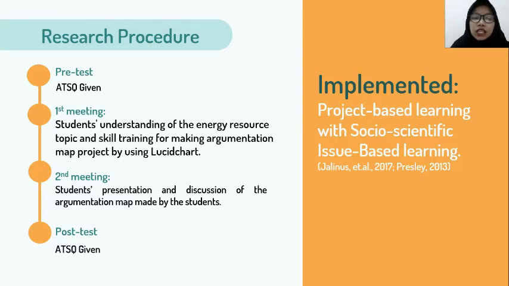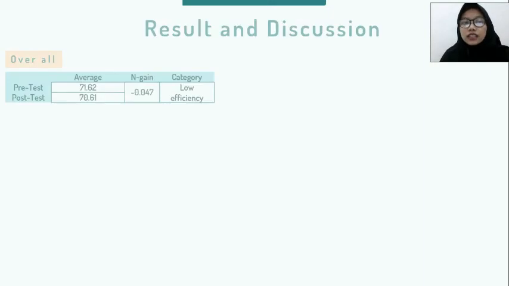For the second meeting, it focused on student presentation and discussion of the argumentation made by the students. So the second meeting is the last step of the project-based learning. After the second meeting, the students were given the attitude towards science questionnaire as the post-test of the study. As for the result of the study, overall, the N-gain score of students' attitude towards science is negative, which is negative 0.047, where the pre-test score is higher than the post-test score.